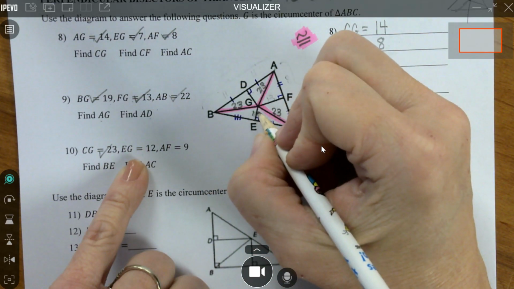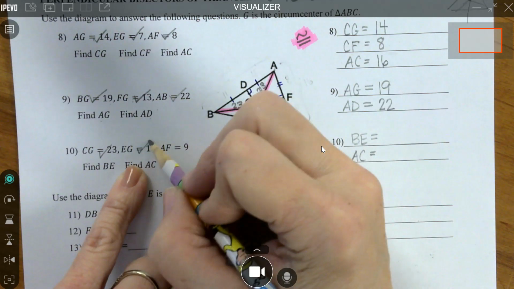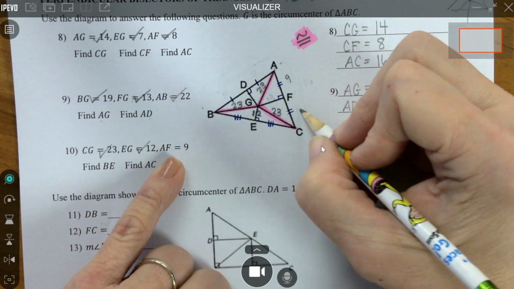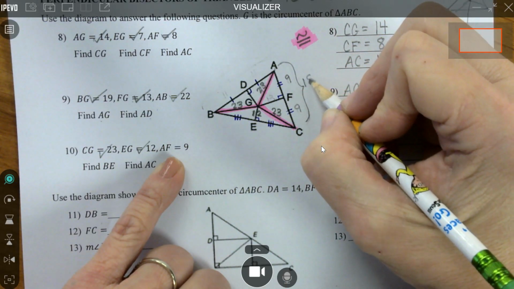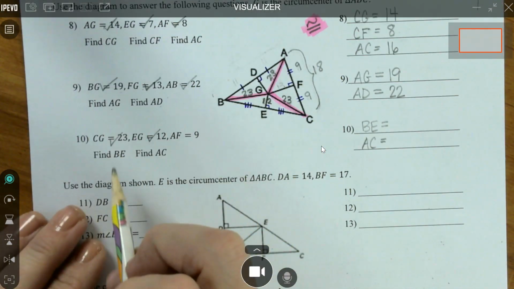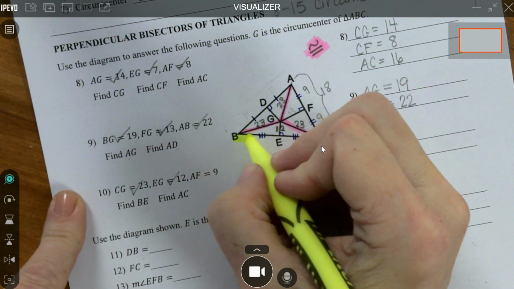So that's this line right here. Nothing else is 12 other than EG. And then we have AF is 9. So if AF is 9, FC is 9, and AC would be 18. All right, so the first thing that I have to find is BE. I want you to notice where BE is.